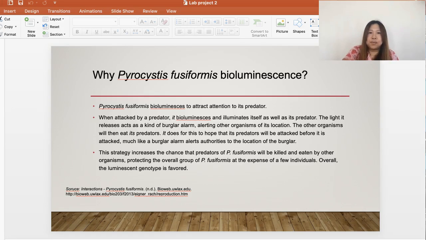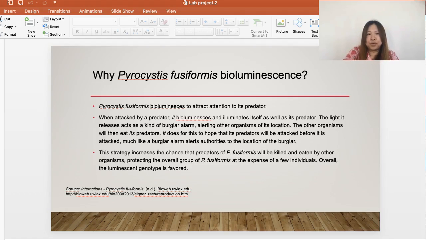Why does Virusidae fusiforme bioluminesce? Virusidae fusiforme bioluminesces to attract attention to a predator. When attacked by a predator, it bioluminesces and illuminates itself as well as the predator. The light it releases acts as a kind of alarm, alerting the other organisms of its location. The other organisms will then eat its predators. It does this in the hope that a predator will be attacked before it is attacked, much like a burglar alarm alerting authorities to the location of the burglar.